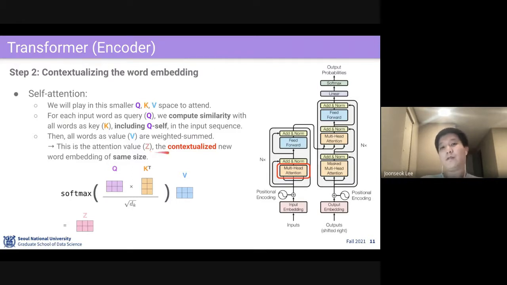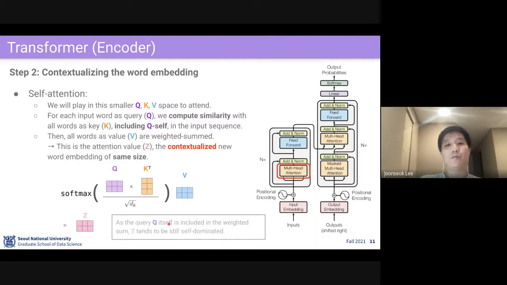So what's the meaning of this? Given some query, we compute the similarity to all other words, including itself in the sentence, and combine their value embeddings to update its own embedding. And because we include the Q itself as a candidate, actually that is dominant. So as the query Q itself is included in the weighted sum, we output Z, but that's actually very similar to Q. It's just including some information from other words in the sentence. That's why we call this contextualization.